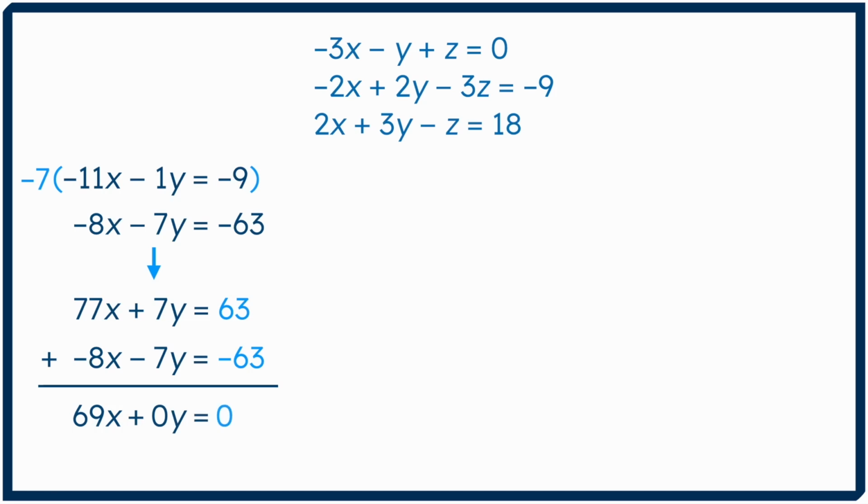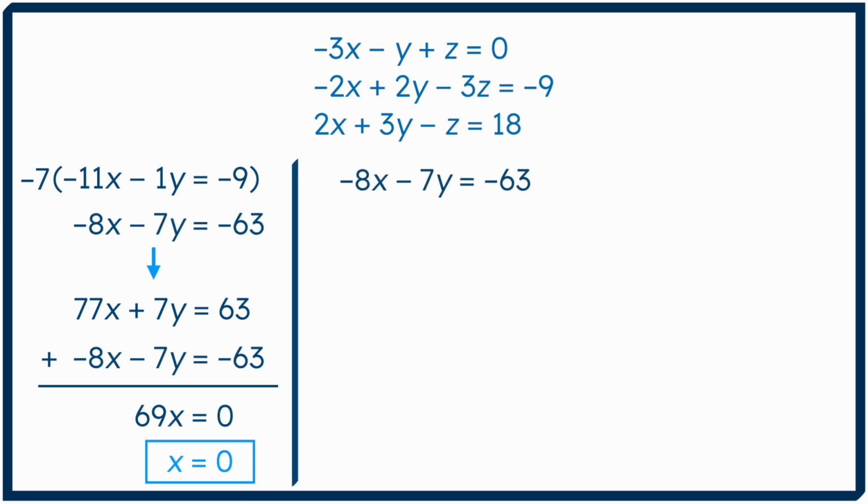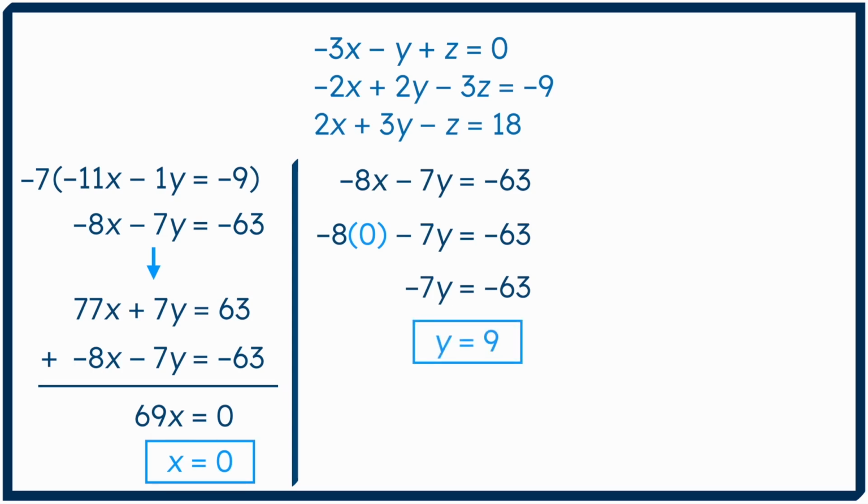Awesome! Now that we only have one variable in our equation, we can solve. We'll rewrite this as 69x equals 0, and divide by 69 on both sides to find that x equals 0. Next, we can substitute 0 for x into either of our two variable equations. How about this one? -8 times 0 is 0, which leaves us with -7y equals -63. And dividing both sides by -7, we find that y equals 9. That's two variables down. We're almost there.